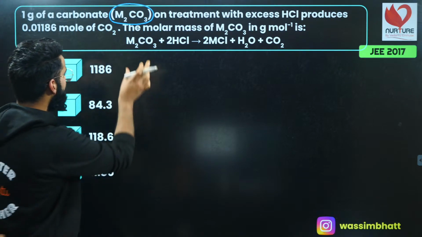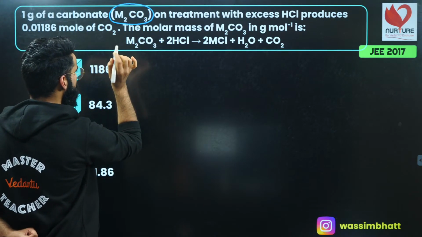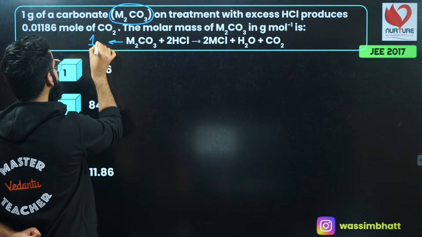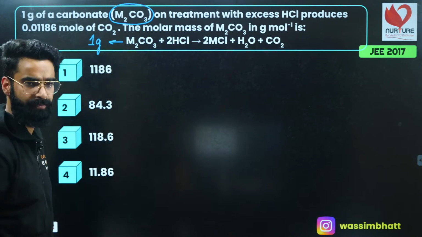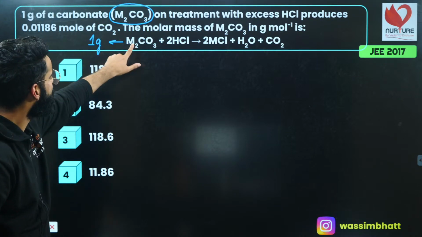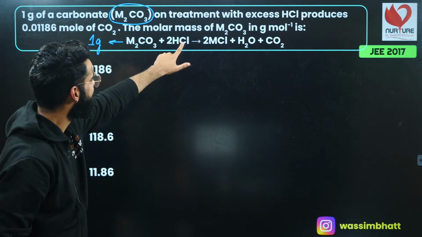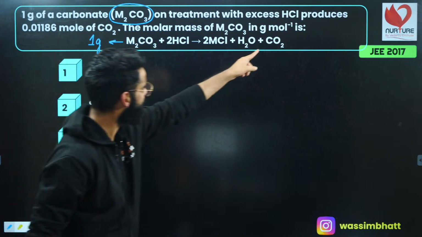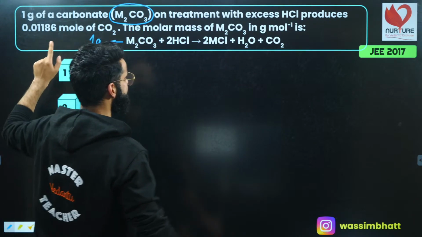As per the question, how many grams of metal carbonate do I have? I've got 1 gram of metal carbonate. When 1 gram of metal carbonate reacts with HCl, it leads to the formation of carbon dioxide. And how many moles of carbon dioxide are getting formed?